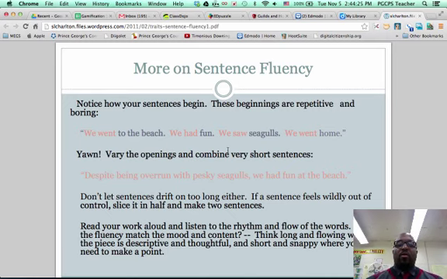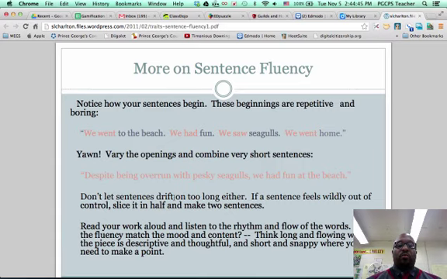So you want to vary the opening and combine very short sentences. Despite being overrun with pesky seagulls, we had fun at the beach. You see how we took these short, choppy sentences and added the two ideas together, deleted some words, and added new words to mix it up.